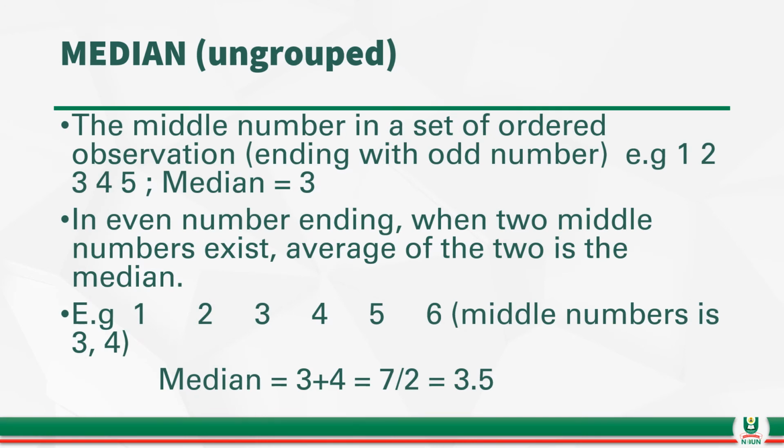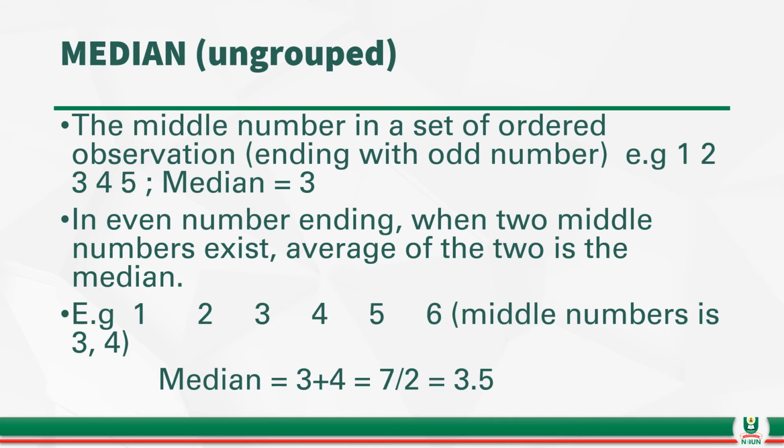So the median can also be found in ungrouped data. The middle number is usually the median in a set of ordered observations with an odd count. Example: 1, 2, 3, 4, 5. There are 5 numbers here, so it's an odd count, not an even one. So the median here will be the middle number, which is 3.